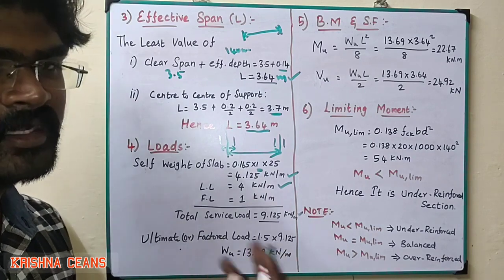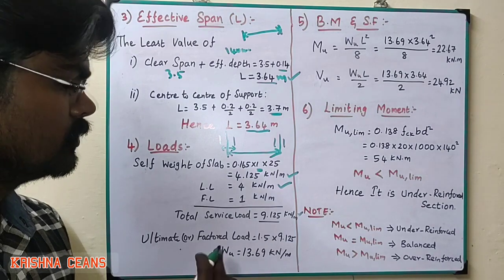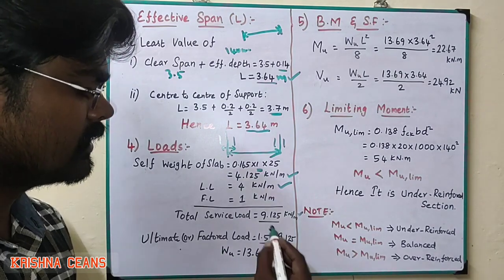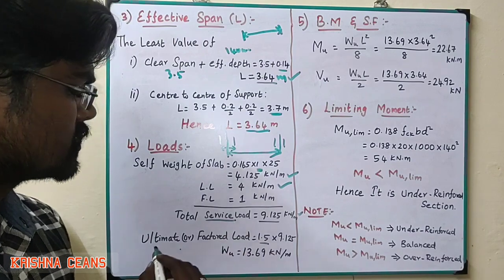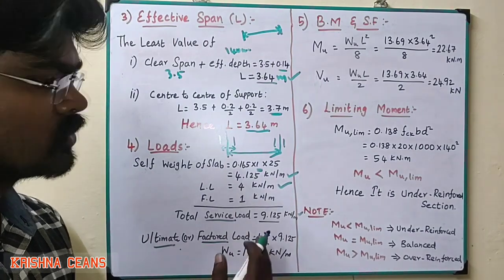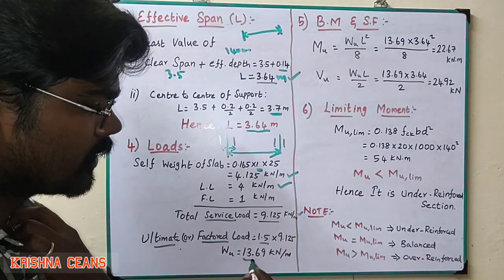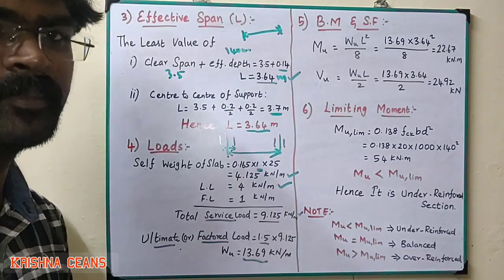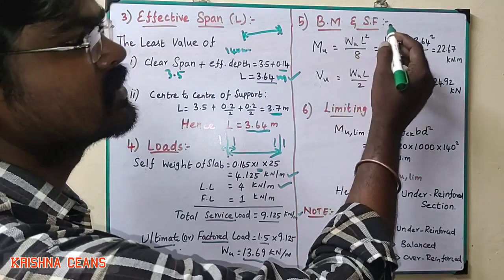So always we are designing for the limit state method. We convert in terms of factored load. So 1 times our load, we call it as a service load. This is what we call an ultimate load or factored load. So 1.5 times the service load, which is equal to 13.69 kilonewton per meter.